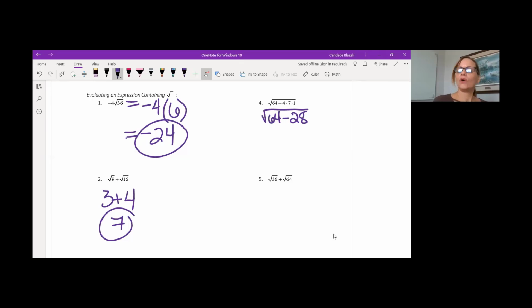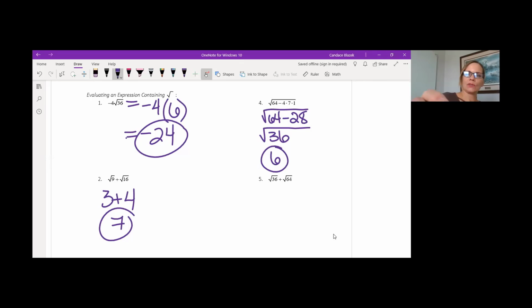All right. Now, we take care of that expression before we take the principal square root. So the square root of 64 minus 28, well, that'd be the square root of 36. And the square root of 36 is 6. And that would be the answer. So simplify what is underneath the principal square root before you take that principal square root.